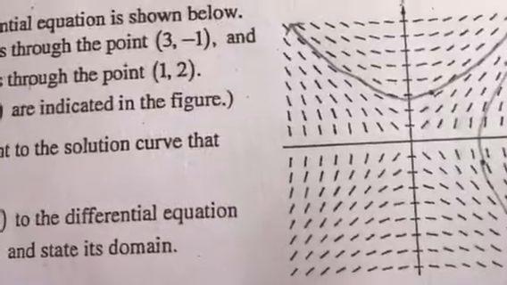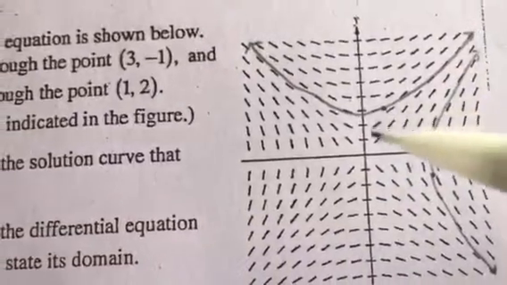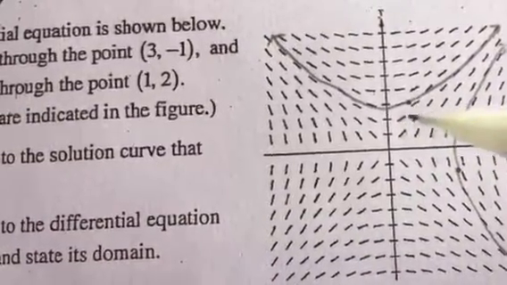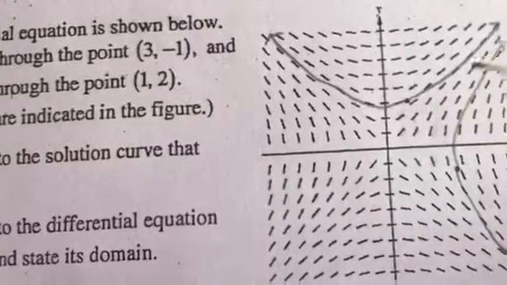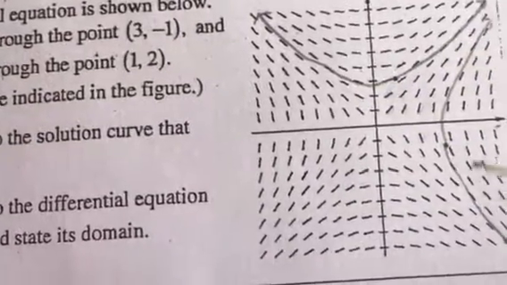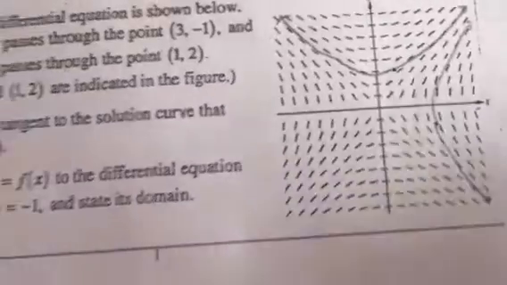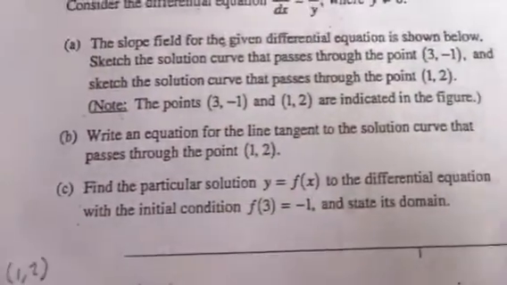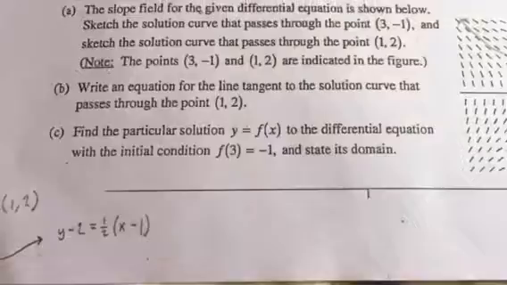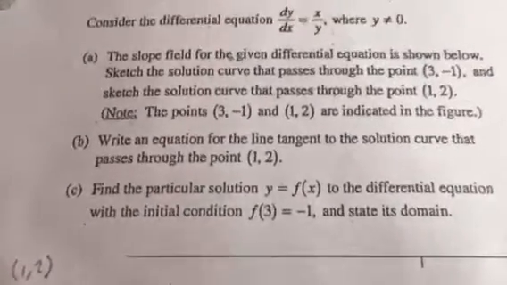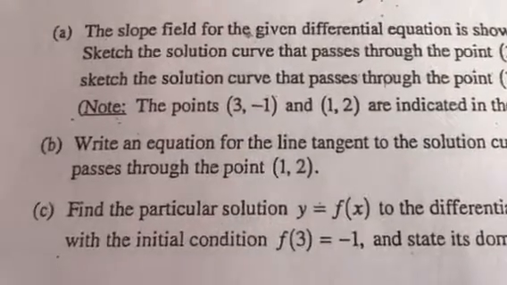So starting with the first one, we can sketch a rough visual of what the shape of this graph will be like by following the trend of the slopes, and the same goes for this point right here. And now part B asks us to find the equation for the tangent line to the solution curve that we created by passing through the point (1, 2).